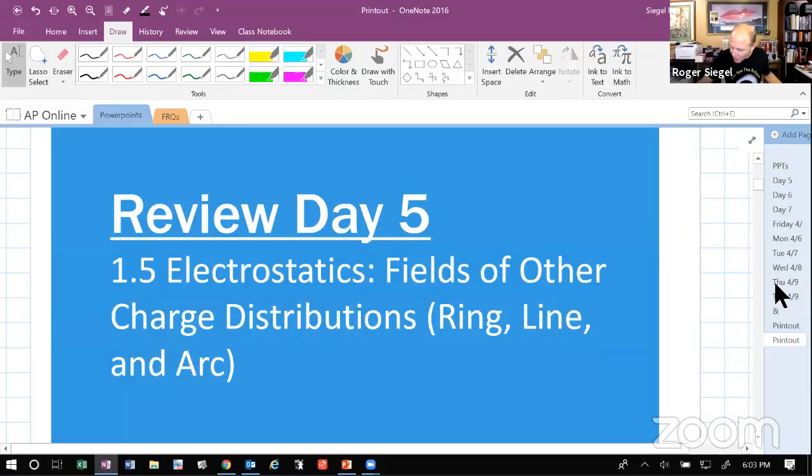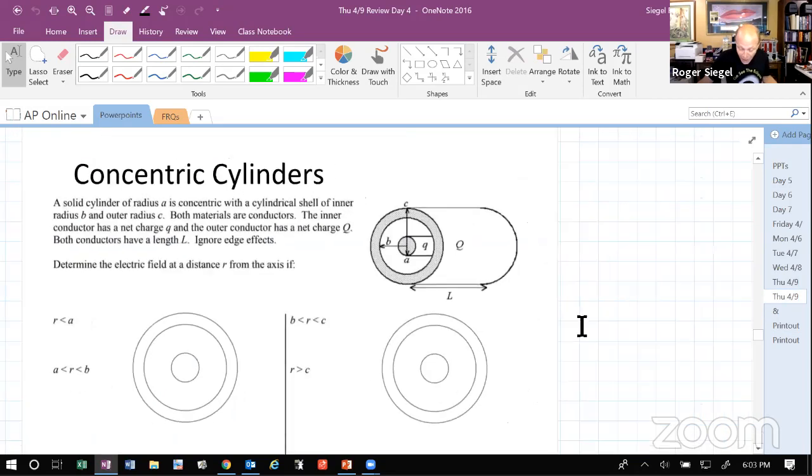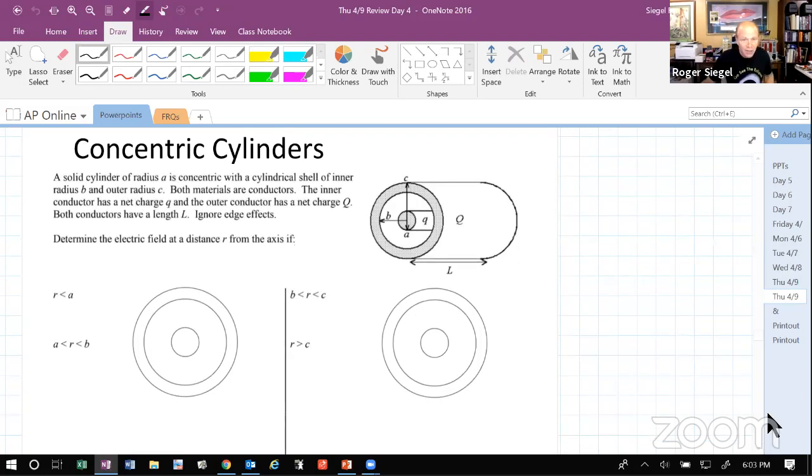Before I get started with that, I wanted to go back and finish a problem from last night. Last night we were talking about Gauss's law and how we can figure out the charge in different places using Gauss's law. So I wanted to take you back to this page so that we could get this one last bit done.